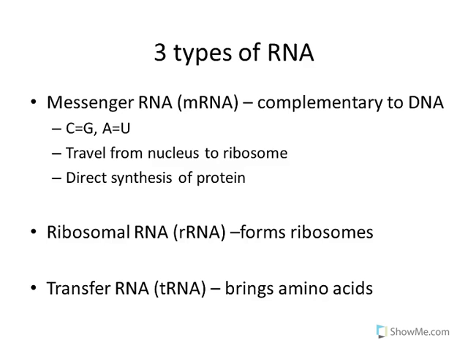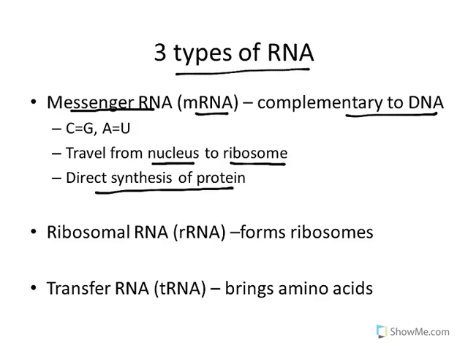So to summarize the three types of RNA, messenger RNA, or mRNA, is going to be complementary to DNA. So the complementary base pairing is going to be C with G, A with U. This is going to be made in the nucleus during the process of transcription, and then it'll travel from the nucleus to the ribosomes in order for the protein to be manufactured. That's going to be its job, direct the synthesis of protein, since DNA does not leave the nucleus.